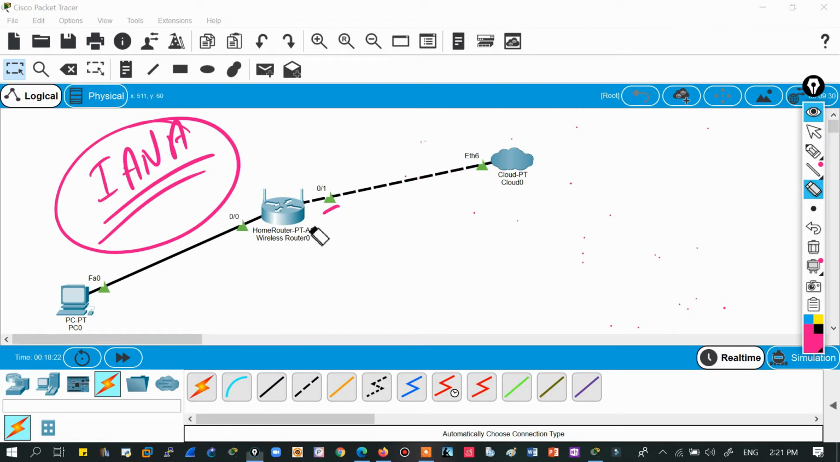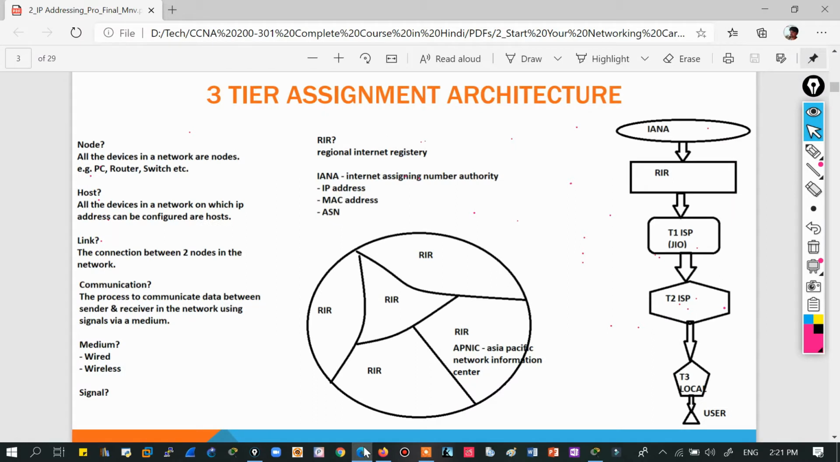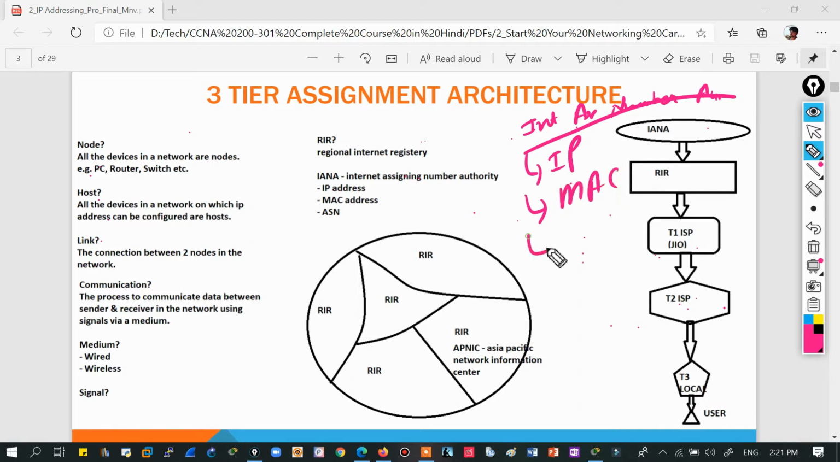Okay, let's start with this. This is your basic concept, and that should be clear first of all. Now, what is IANA? IANA is the Internet Assigned Numbers Authority. This is an organization which controls all of the numbers on the internet. Which kind of numbers? IP addresses, MAC addresses, port numbers, and autonomous system numbers. All of these are controlled and managed by this single authority, which is IANA.